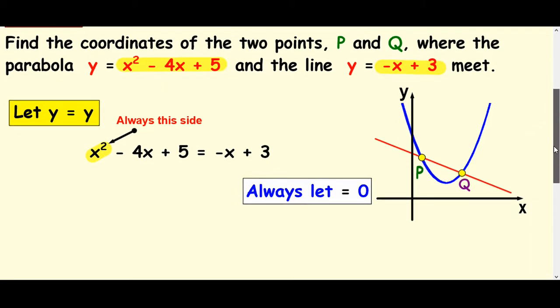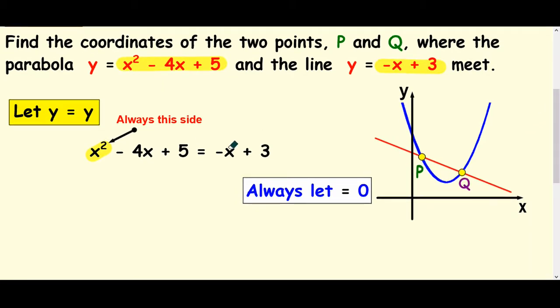So the idea behind this is, if we can solve this to work out what x is, then we can get the x coordinate of the 2 points, and then we can use one of these equations, either or, to get the y value. So in order to solve this, what we want to do is get everything over to one side. So you want to add the x over, and you want to take away the 3. And you could write this like this, but you could actually do it very quickly, and you set it equal to 0.